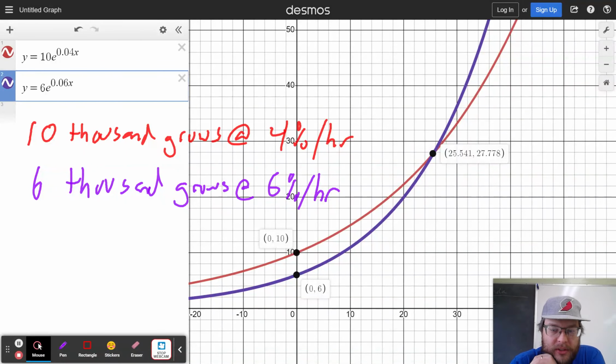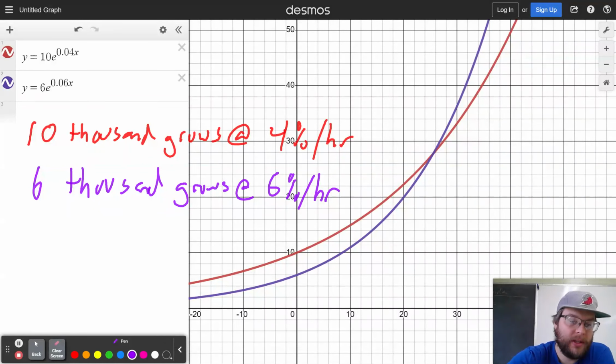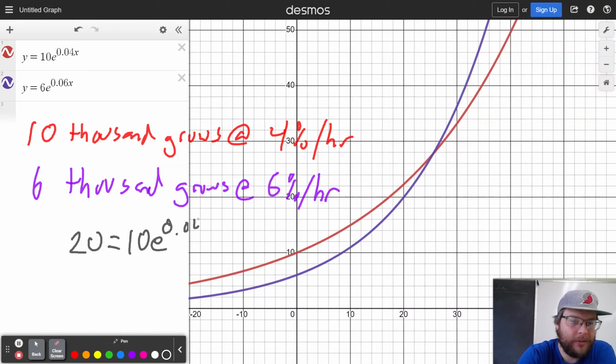But the point of this video is not just to show you that I can click on a dot, but to show you that you can find that intersection using logs. Just like if you watch the other video, when you have an exponential equation that equals a number, you can use a log to find what x value reaches that certain y value. What I mean is, in a previous video, we solved problems like, okay, let's say, when does the red equation reach a height of 20?